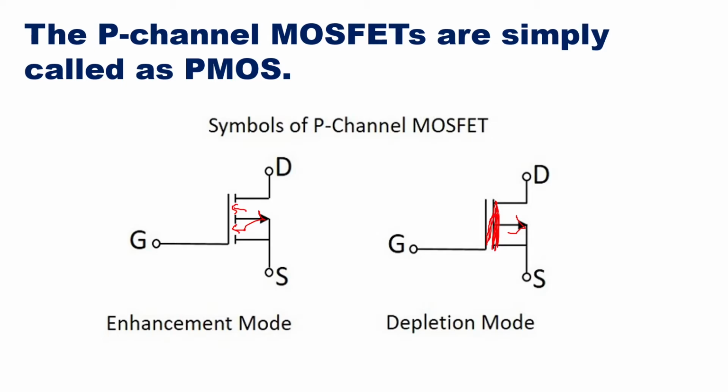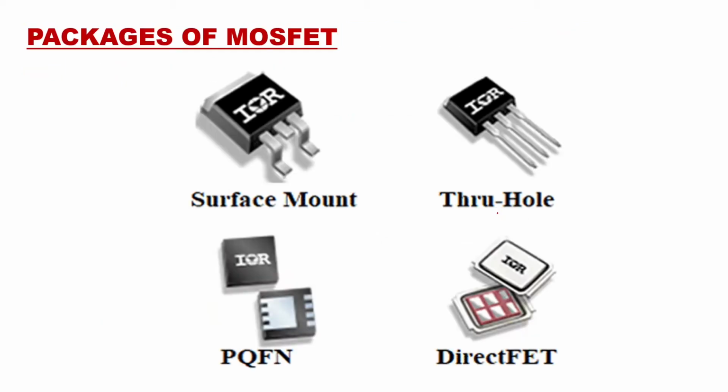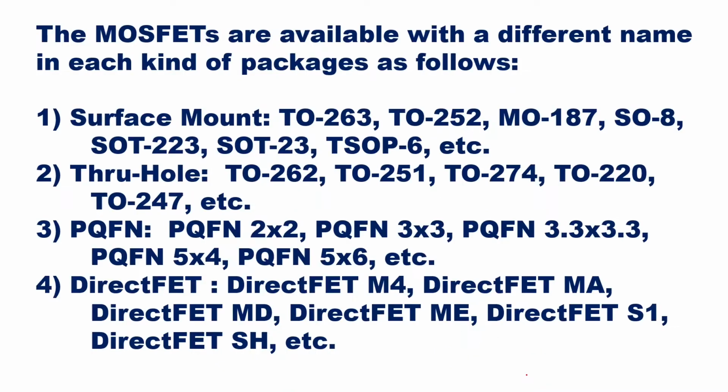Then the packages which you can get for MOSFET. First one is shown as surface mount. You can get MOSFET in this type, which is surface mount. You can get MOSFET as a through hole package, as a PQFN package, and as a direct FET package. So these are some of the packages in which you get the MOSFET.